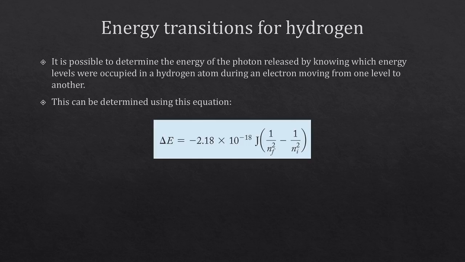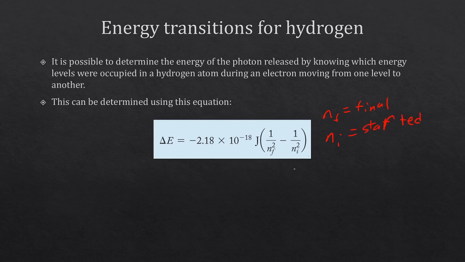So we can use this equation. The energy change is going to be equal to negative 2.18 times 10 to the negative 18th joules multiplied by 1 over the final n value squared minus 1 over the initial n value squared. So n_f is where you ended up, and n_i is where you started.